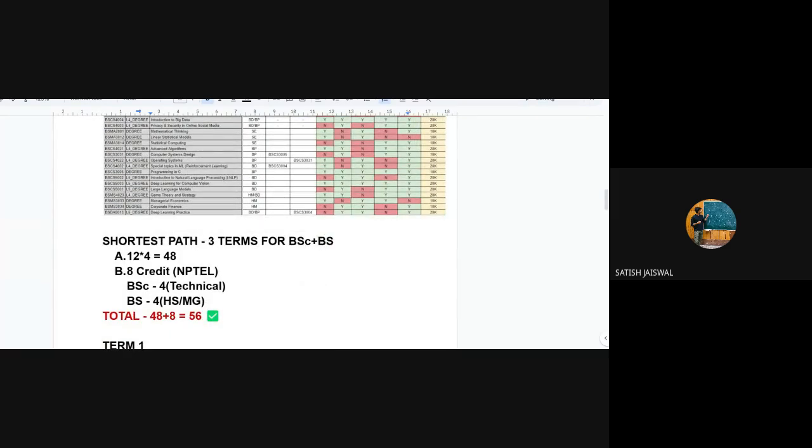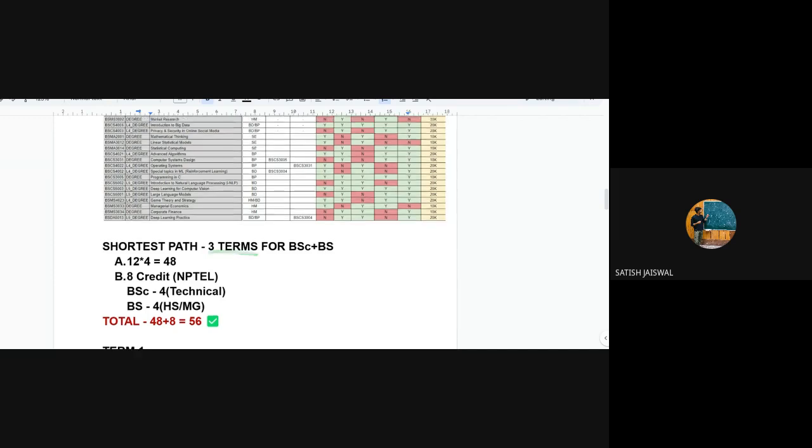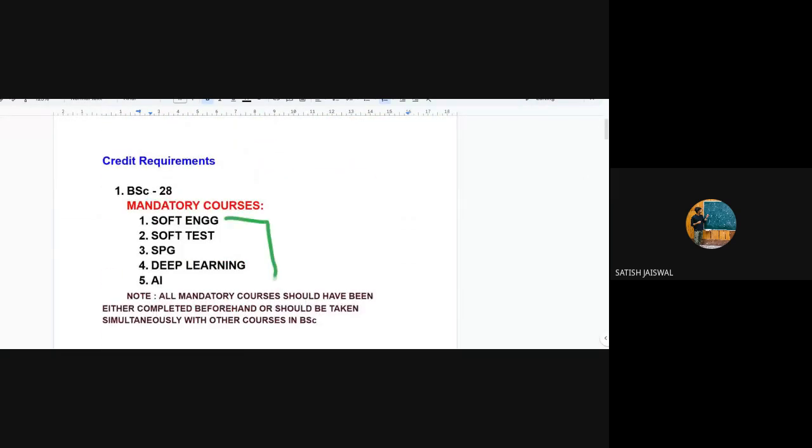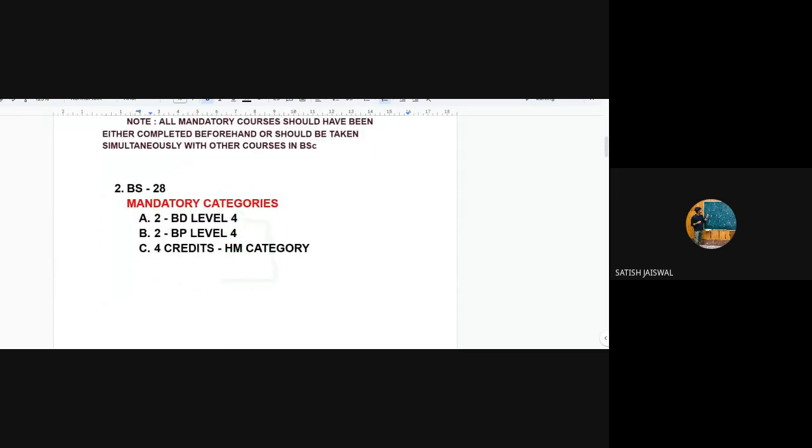Now I'll be talking about the shortest path, because if you can understand this part, you will be able to calculate all the remaining paths and plan accordingly. So the shortest path in which the BSc and the BS both can be completed is 3 terms. Okay, there is nothing like you should first take the BSc courses, and only then you will be able to take the BS courses like the foundational level and the diploma level. There is nothing like this.